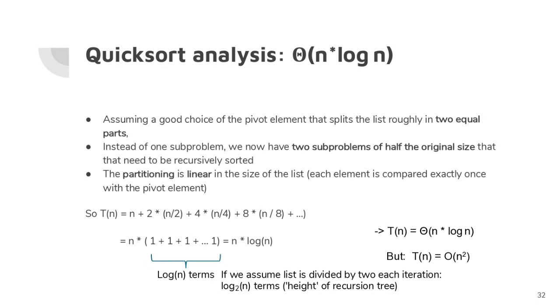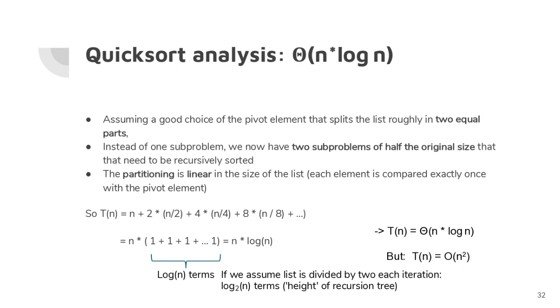We're not going to do a formal analysis here, but you can assume that if the list is roughly split in 2 equal parts at each recursion step, then we're going to have in total only a logarithmic number of terms. So the number of instructions you need, or the complexity, is n times log n. And that's the average case. So that's very nice for Quicksort.